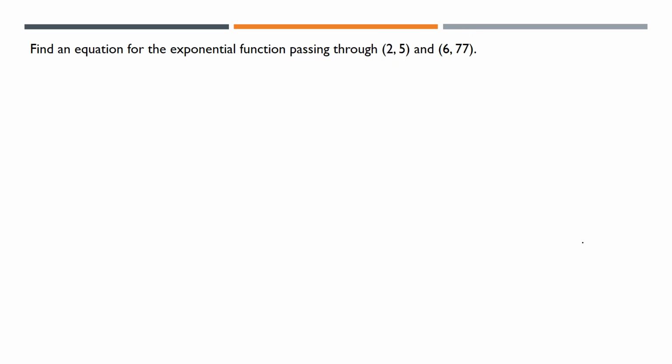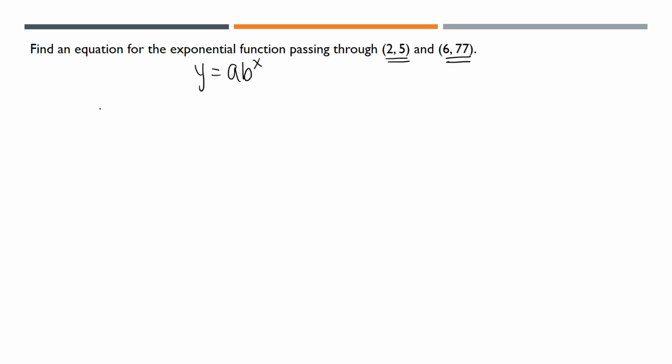Find an equation for the exponential function passing through (2, 5) and (6, 77). I'm noticing a difference right away with this one. We don't have a y-intercept, do we? So we don't have a value for a. What I do have is an ordered pair (x, y) that should satisfy the equation and a second ordered pair (x, y) that should satisfy the equation.